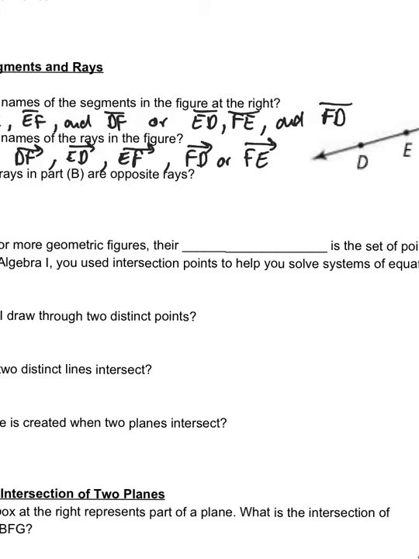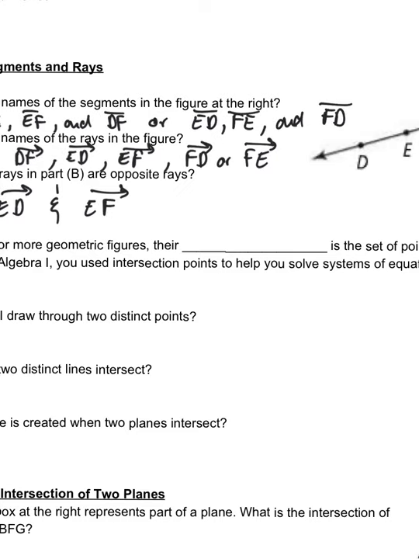All right, now part C asks for which of the rays in part B are opposite rays. Okay, so a common endpoint and then another point that lies within that line. Okay, so we have ED and EF. Okay, those are our opposite rays.